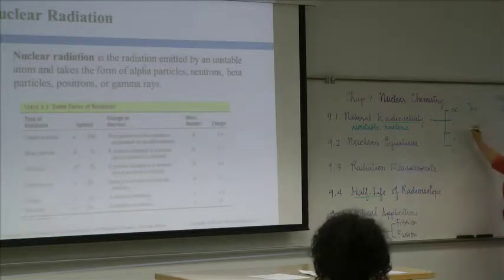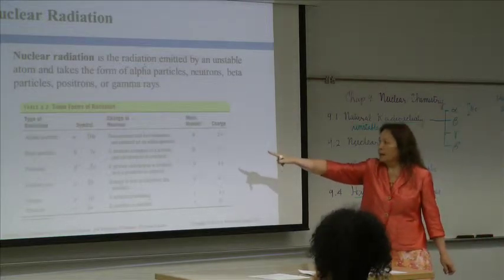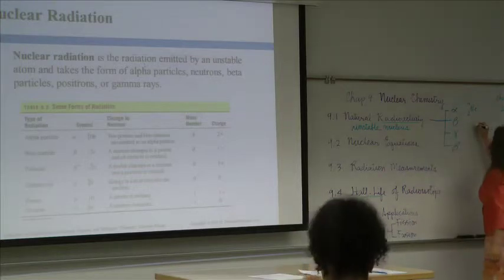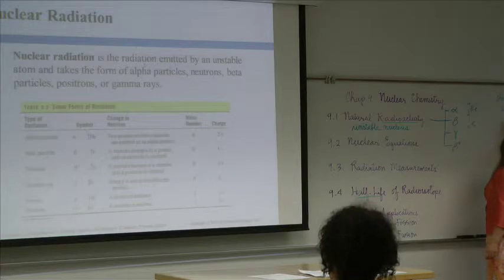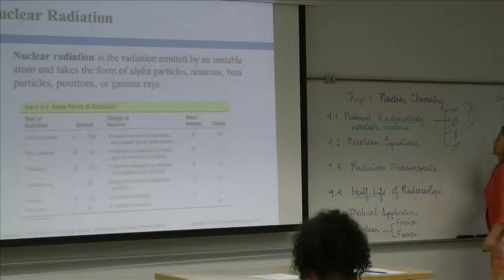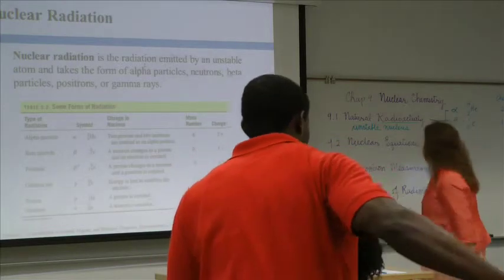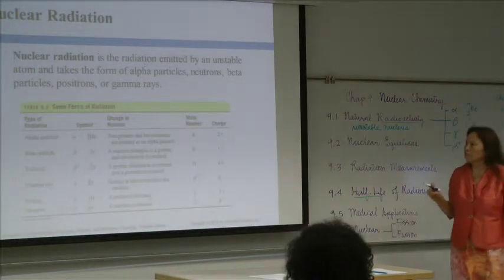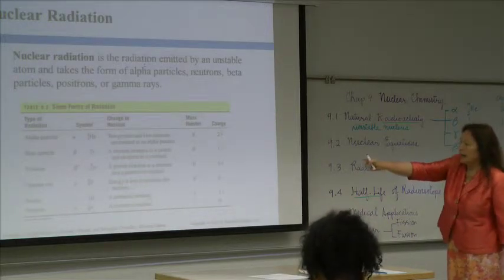So a beta particle is really an electron, right? It has a symbol of 0, and minus 1, and has a charge of 1-, right? A 0 mass number. So here's the mass number.